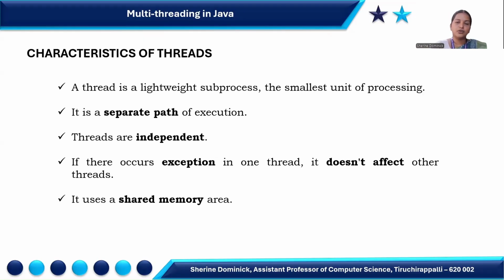We call it independent because they need not rely on another thread. So it is broken down into such small parts of jobs. Threads are independent, and if there is an exception in any of the threads, it does not affect the other threads, because the thread processing itself we put inside a try or catch block. In case an exception arises, it does not affect the processing of the remaining part of the program. Here, the main advantage is the shared memory area.